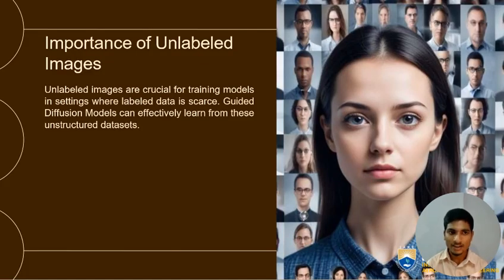The importance of unlabeled images and how helpful they are for our future generation. Unlabeled images are crucial for training models in settings where labeled data is scarce. Guided diffusion models can effectively learn from these unstructured datasets. With this, the overview is completed and we will go to the second topic, that is model architecture.